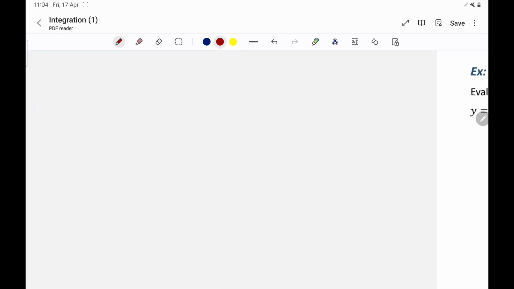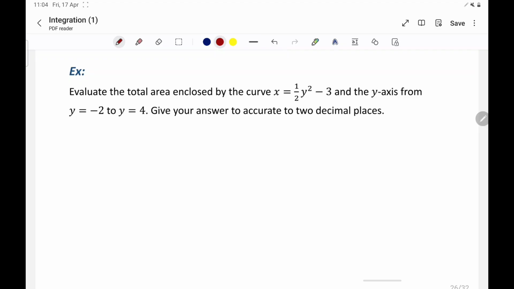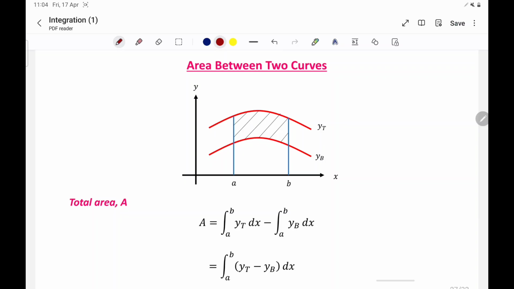Okay, now we proceed to the next subtopic, which is area between two curves. In your exam, they're going to ask you to solve the area between two curves. The one that we went through just now is actually area under a curve, only one function.